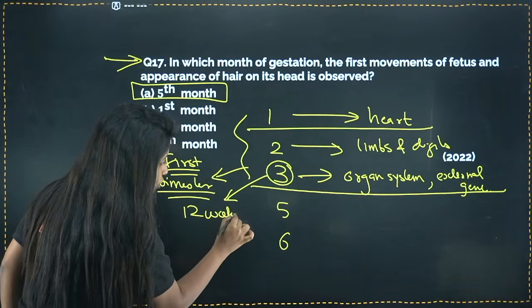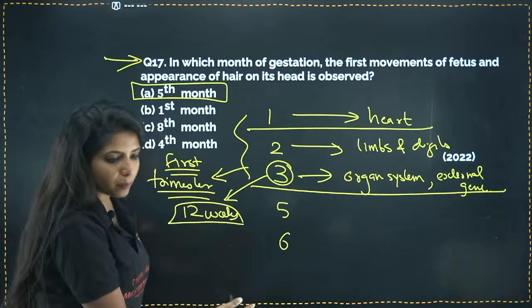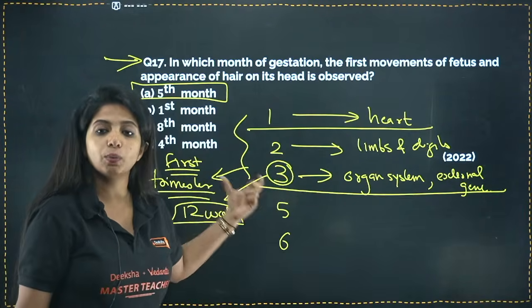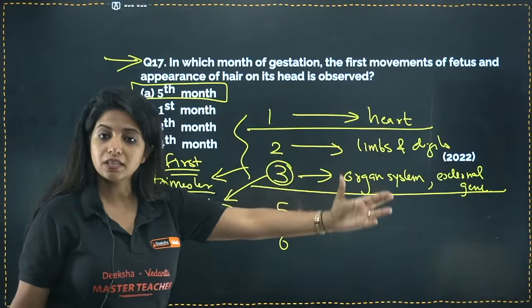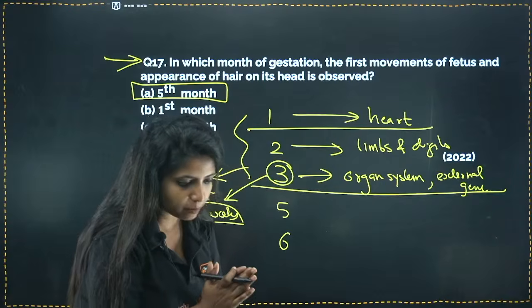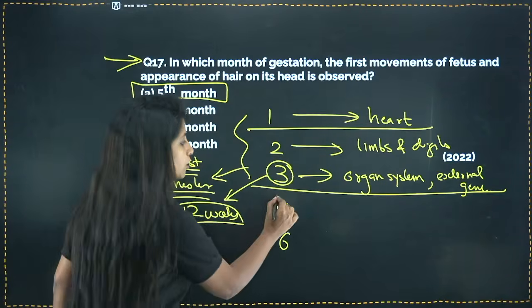So you can get a question not according to months, you can get a question on the basis of weeks also. What happens after 12 weeks? After 12 weeks, organ system, external genitalia, and everything is being formed. My dear little biologists are all bright. Now, coming ahead, the 4th month we skipped.